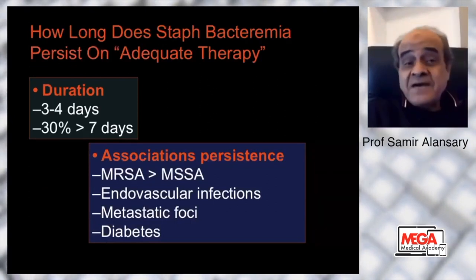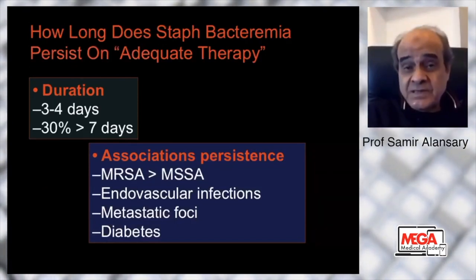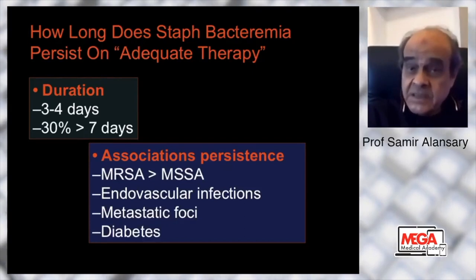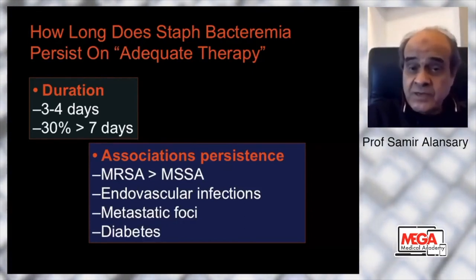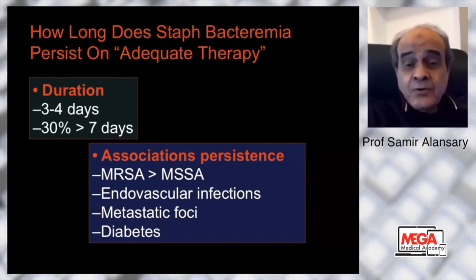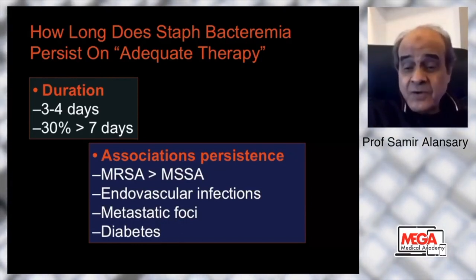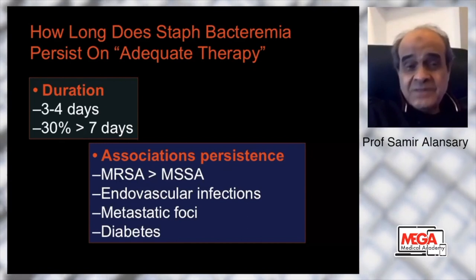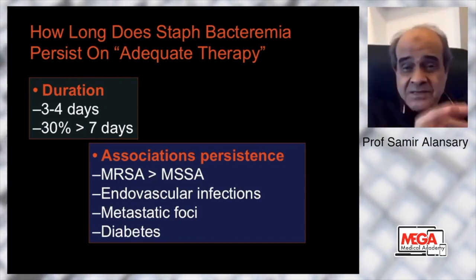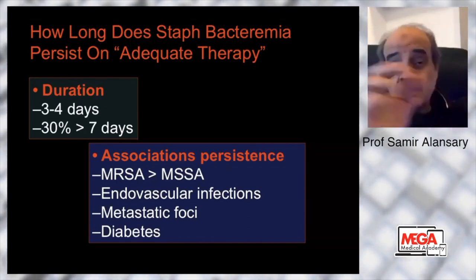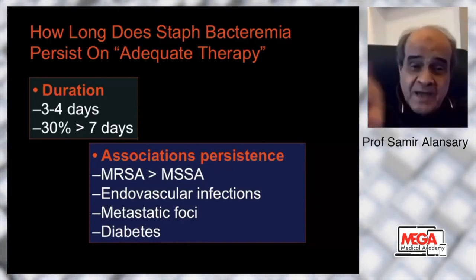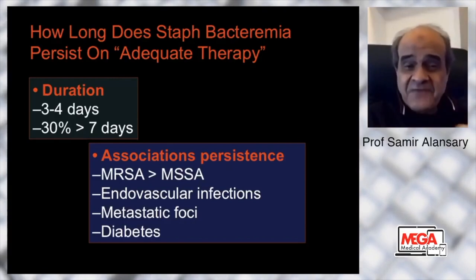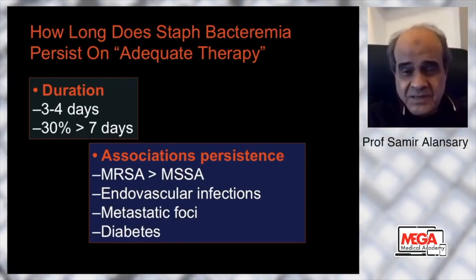How long does staph bacteremia persist on adequate therapy? You can start vancomycin and follow the correct pathway and manage correctly, but still you can reveal some staphylococci in your culture. The organism can stay in the culture sometimes 3-4 days, sometimes more than 7 days, and you can still find the staph in your blood culture.